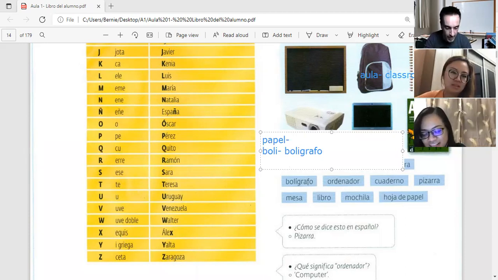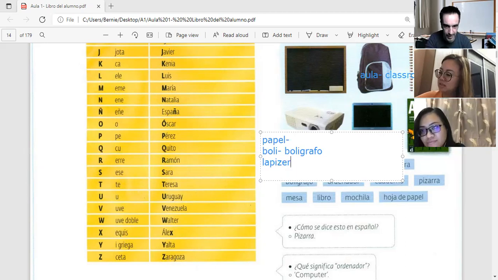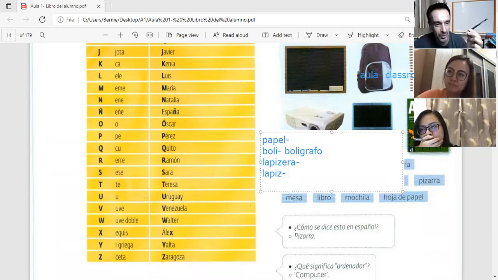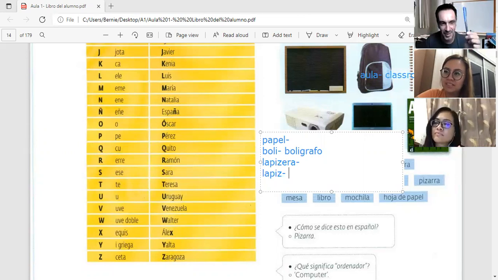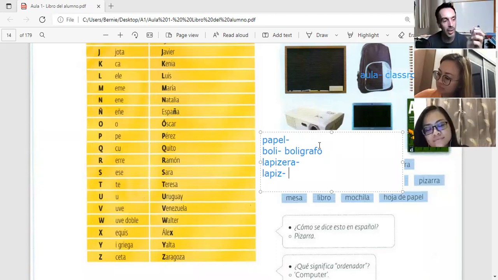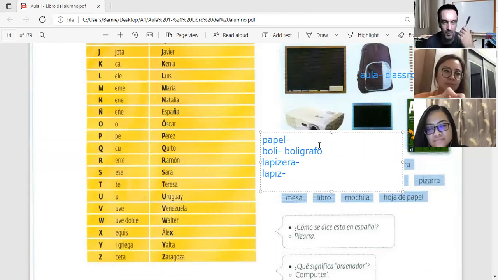Now, there is another way to call a pen, which is lapicera. It came from lápiz, which is what you write with, the black graphite. And the other one is the lapicera. Lapicera is pen or pencil? Pencil. Lápiz is pencil. That's the difference. But why boli? Because on the tip there is a small ball, like a rolling ball, so they call it bolígrafo. Bolígrafo in Spain. Lapicera in the rest of the Spanish world. And then we have ordenador.